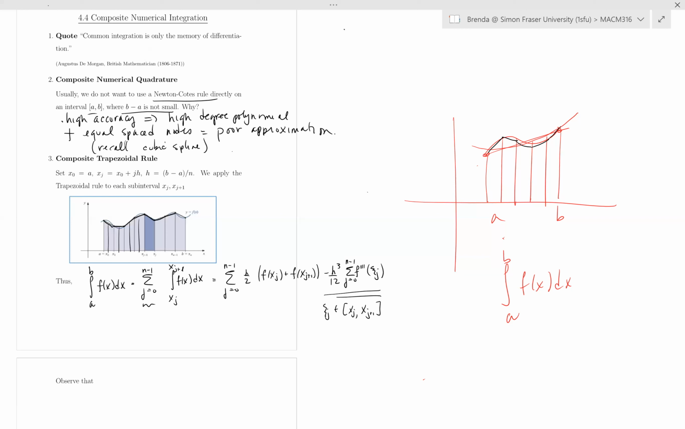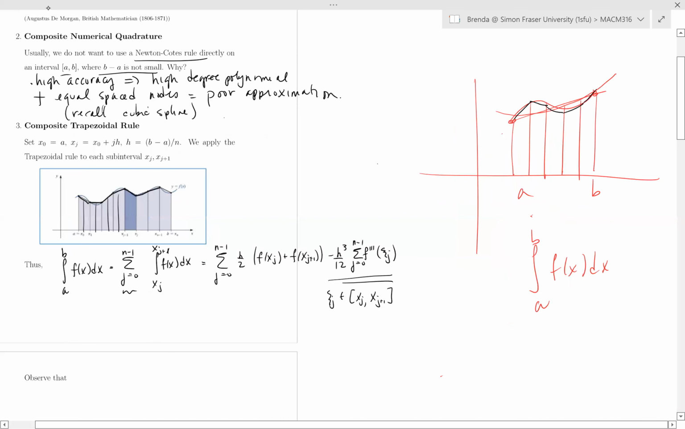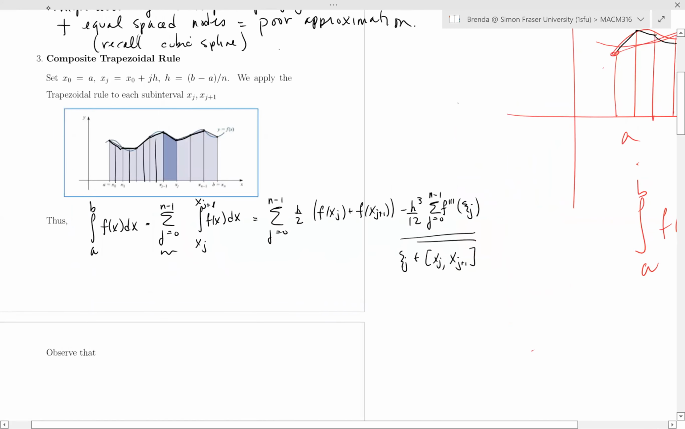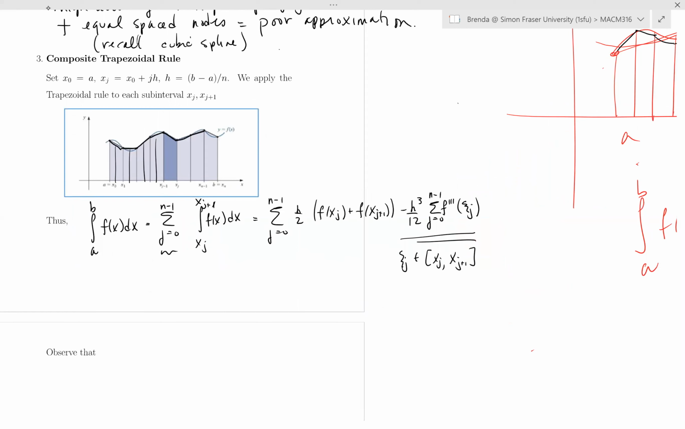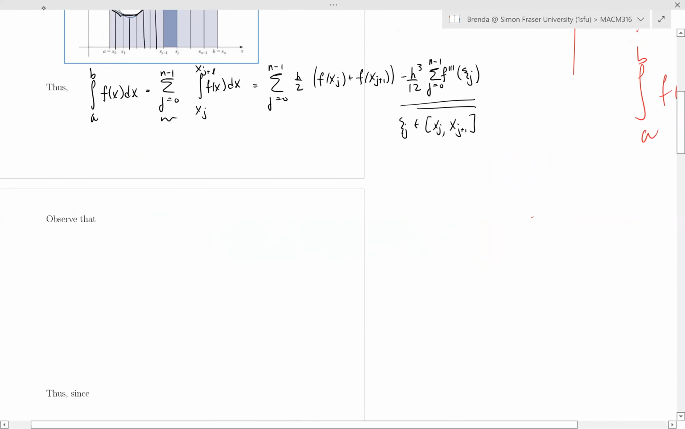Okay, so here we are. We've decided now to either put one trapezoid or one quadratic function through each interval, and then add them all together. That's where we were at last time. And then we are going to just observe a few things that are going to allow us to say what the error bound is.